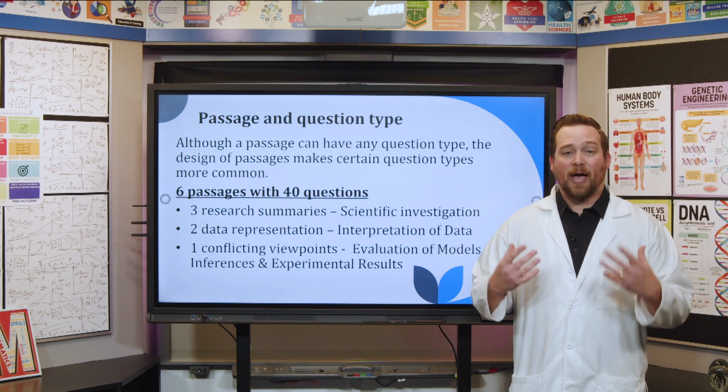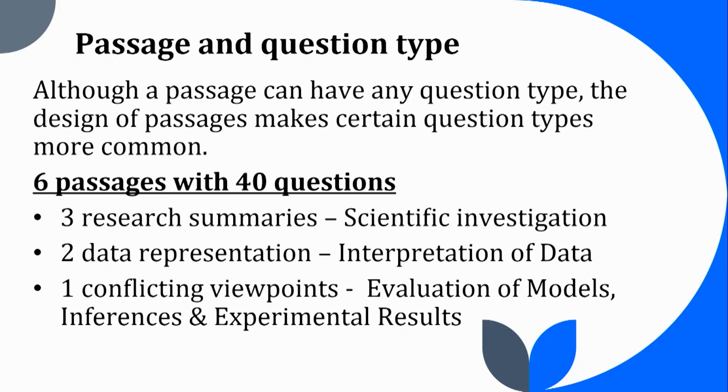So here are passage and question types. Although a passage can have any question type, the design of passages makes certain question types more common. So again, as a reminder, you have 6 passages. Those 6 passages can have anywhere from 5 to 8 questions each, but they total 40 questions total. Okay, you always get 3 research summary passages. Those are the middle length ones. And the question type that's most common with that passage is the scientific investigation.